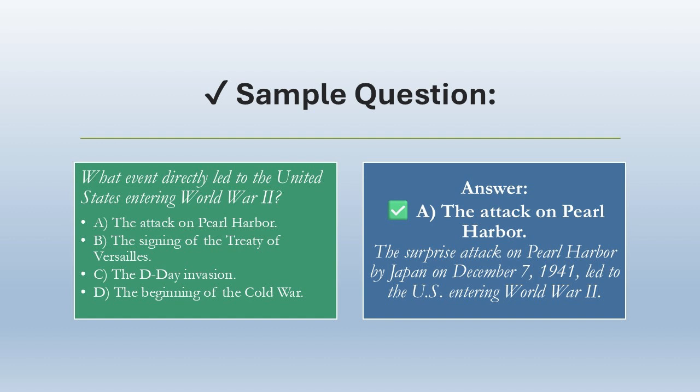On December 7, 1941, Japan launched a surprise attack on the U.S. naval base at Pearl Harbor in Hawaii. This led to the U.S. declaring war on Japan, officially entering World War II. Understanding key events like this one is important for both the exam and for understanding U.S. history. Next, let's talk about skills to develop in social studies.